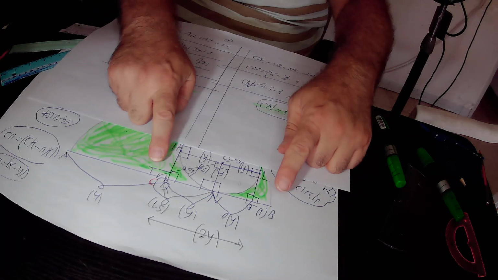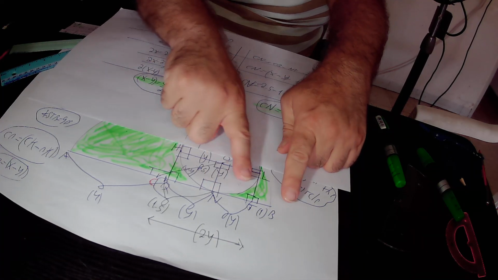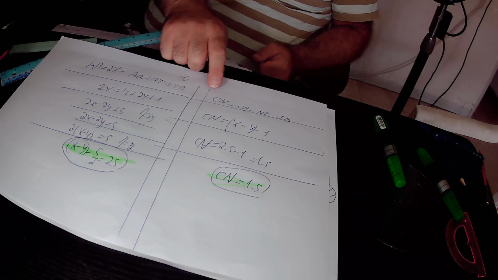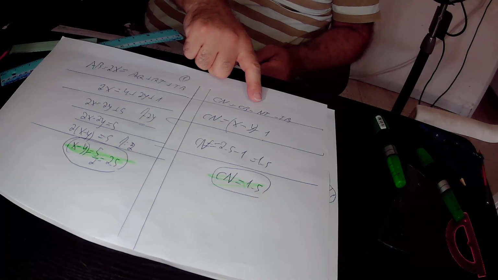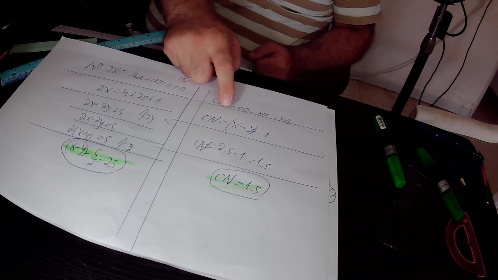Cb is the radius of the semicircle, that is equal to x. Minus Nt is y, and Tb is 1. So in total we found out that Cn equals Cb, that is x, minus Tn, that is y, minus Tb, that is 1. So in total, Cn equals x minus y minus 1.